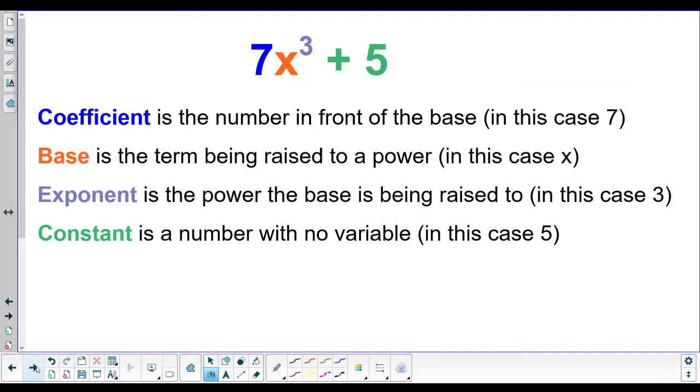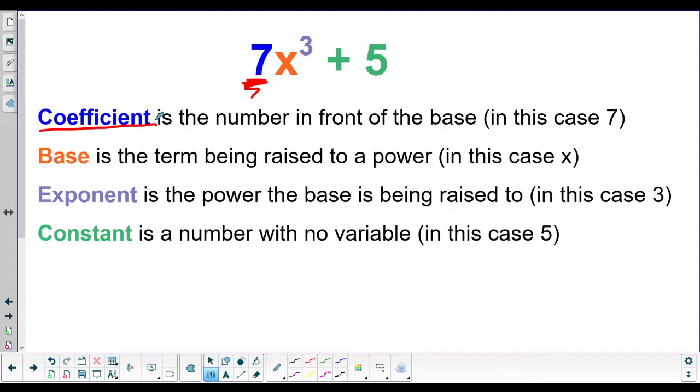Okay. The first thing I need you to understand is the vocabulary of all the words that are coming out of my mouth. First of all, the big number sitting in front of a term, that's called a coefficient. You've probably heard me say that like 1,000 times.